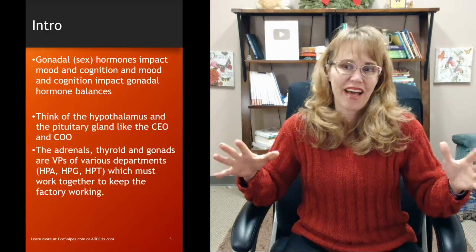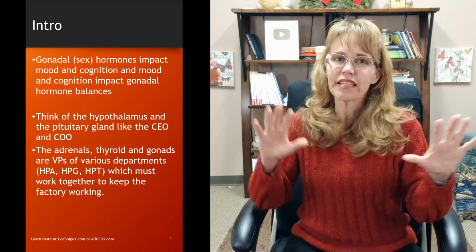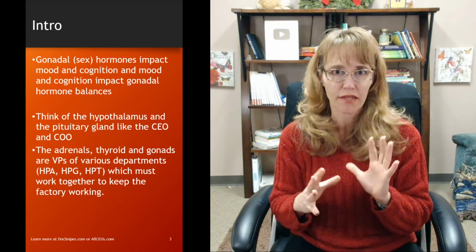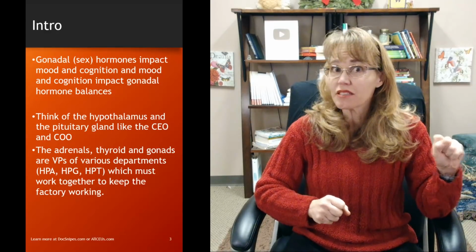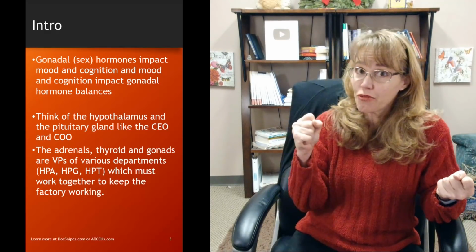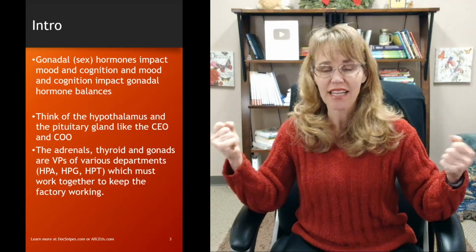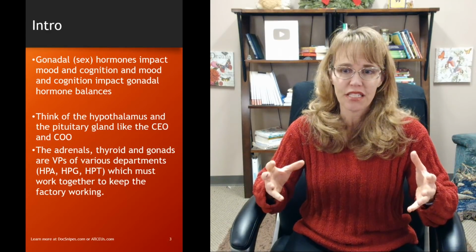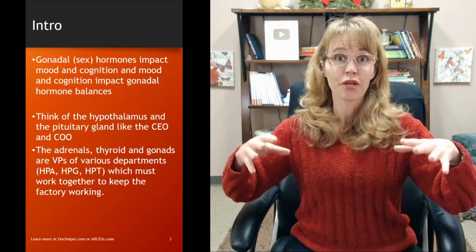So to simplify it, think about the hypothalamus and the pituitary gland like the CEO and the COO of the stress response, which is what we're talking about today. The adrenals in the HPA axis, the thyroid in the HPT axis, and the gonads in the HPG axis are sort of your vice presidents of various departments, and they all need to work together to keep the factory working.